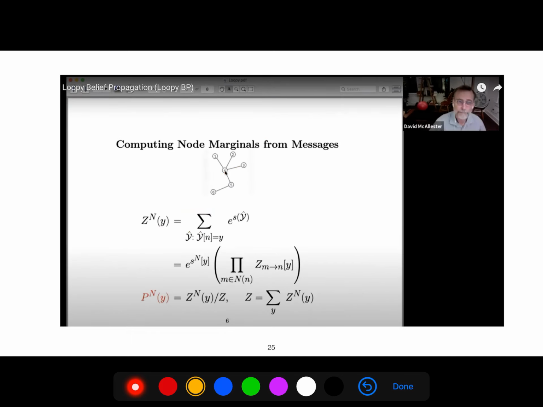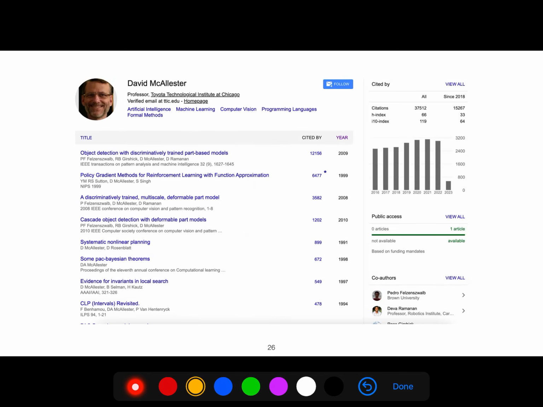Here he's talking about how we can calculate the probability of each node. And he's the same person whose article on PAC-Bayesian theorems in 1998 I have explained. If you remember my playlist for deep learning in 2023, I explained the PAC-Bayesian framework, and his articles in 1998 and 2000 are very fundamental for PAC-Bayesian learning.